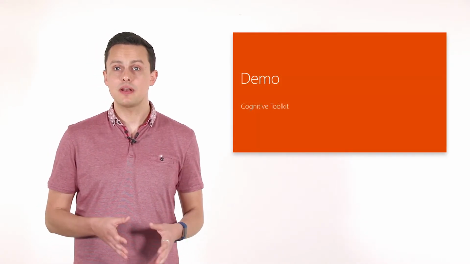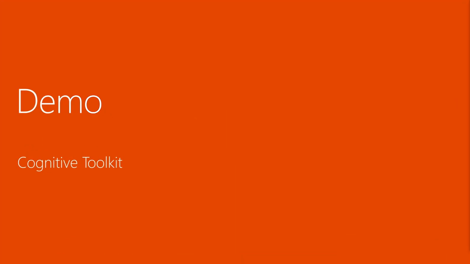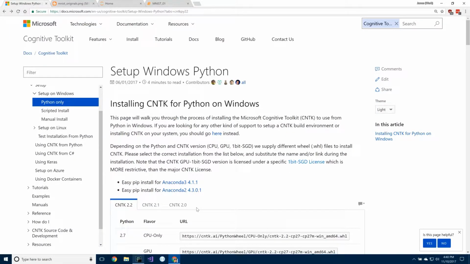So with that said, let's go and have a look at the Cognitive Toolkit in action. So in this demo, we're going to build a neural network using the Cognitive Toolkit, or CNTK. Before we do that, I'd like to take you through the setup process so you can run something similar on your own machine. Now, as we discussed, the best platforms to run CNTK on are Windows and Linux.